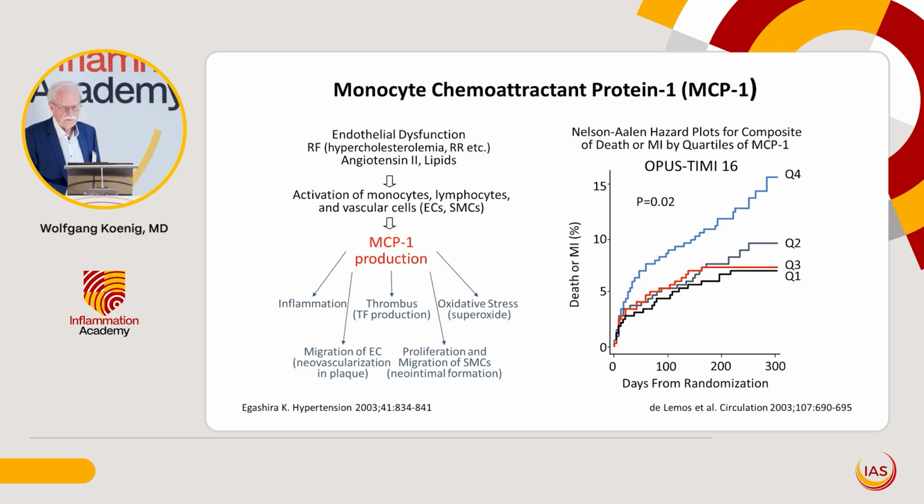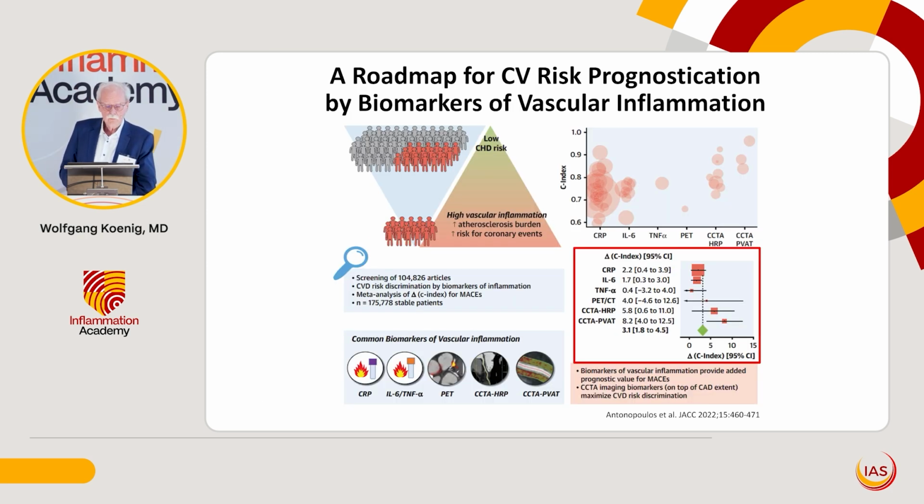And the predictive value could be demonstrated in the OPUS TIMI 19 study. This was a significant difference, at least between Q4 and the remaining quartiles. So these were soluble markers or circulating markers.